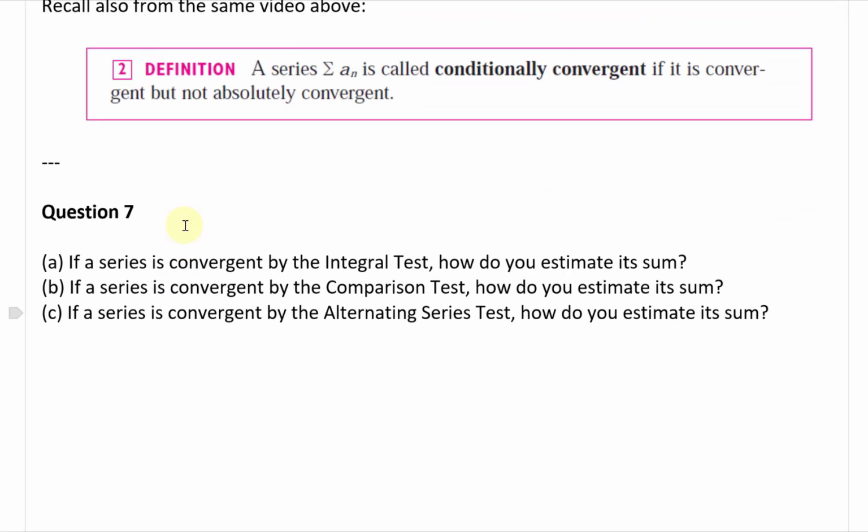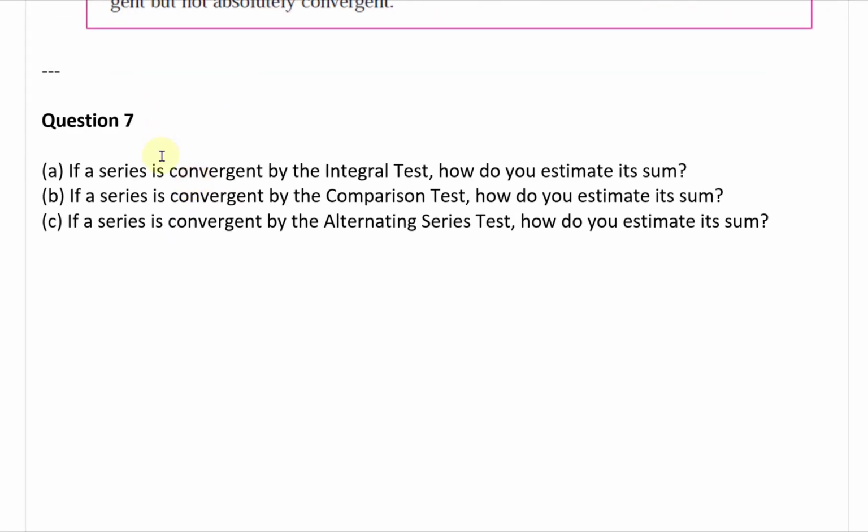So now let's take a look at question 7. All right, so question 7, part A. If a series is convergent by the integral test, how do you estimate its sum? If a series is convergent by the comparison test, how do you estimate its sum? And if a series is convergent by the alternating series test, how do you estimate its sum?